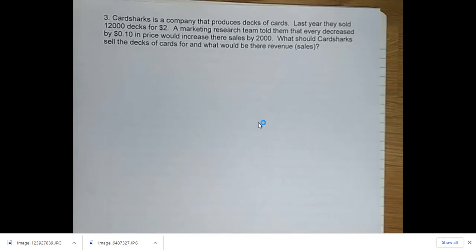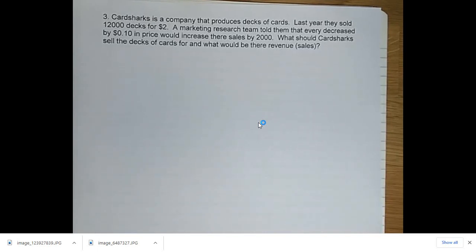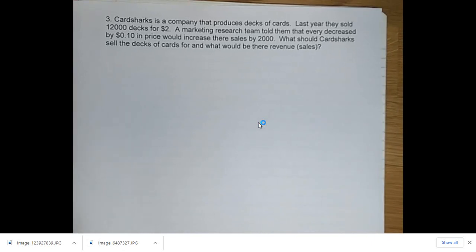So I'd like to do one more of these problems here. This is another one of these optimization problems, question 3. It says Card Sharks is a company that produces decks of cards. Last year they sold 12,000 decks for $2. A marketing research team told them that every decrease by 10 cents in price would increase their sales by 2,000. What should Card Sharks charge?